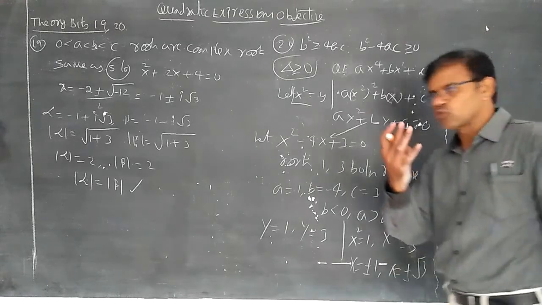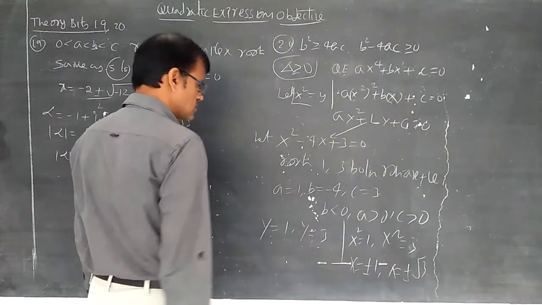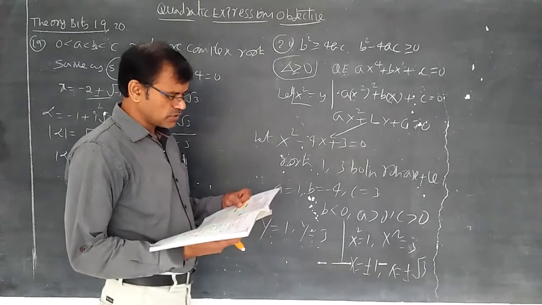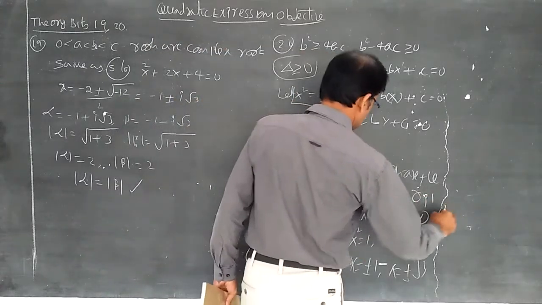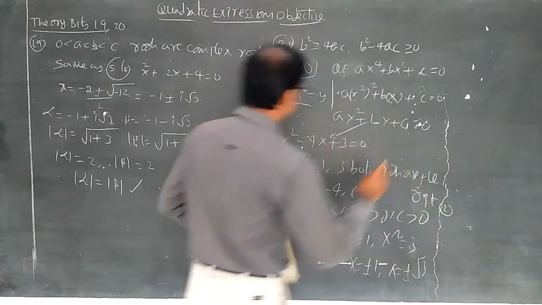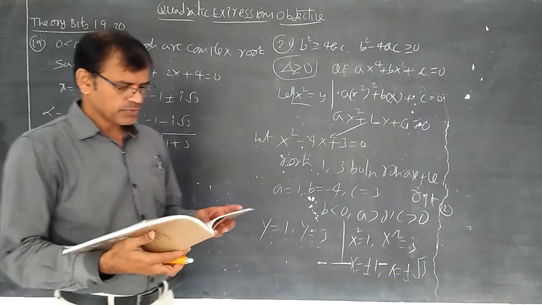We got the 4 roots. Now we can say that b less than 0, a greater than 0, c greater than 0. Yes, it is option 2. Simply we have verified by taking an example.